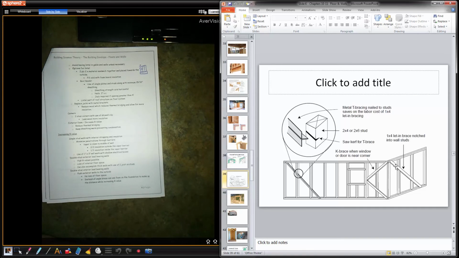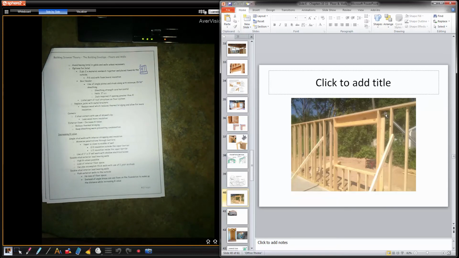Another option is a lead brace. We talked about that in semester 1. Lead brace, so notch to allow a 1x4 to go in place. That's lots of work. Bailey T is kind of the way to go. So here you can see the Bailey T in place.